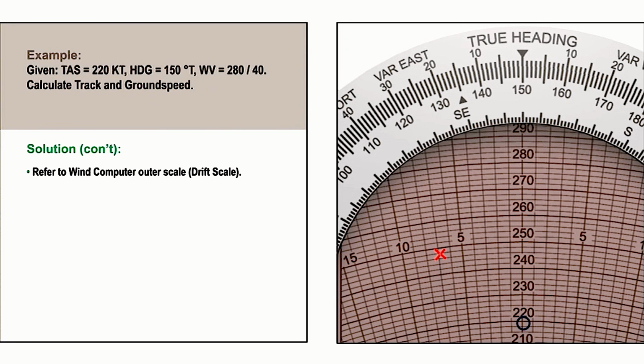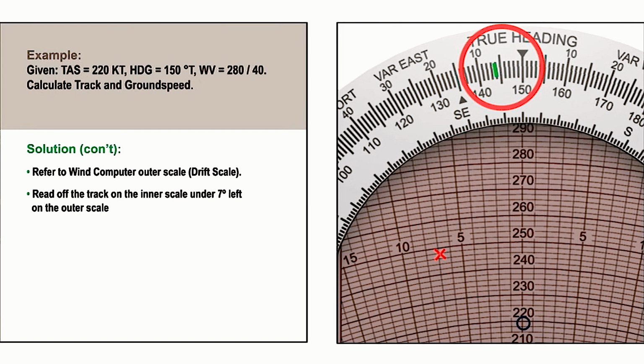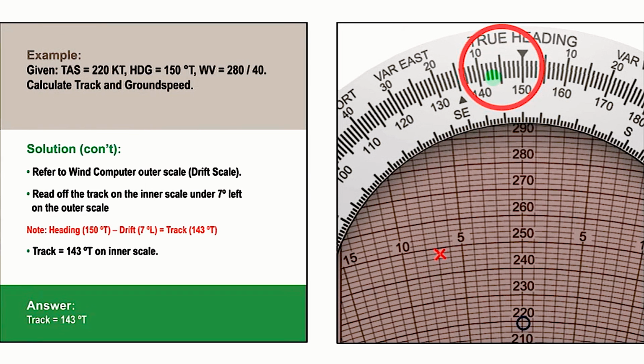Finally, look at the wind computer outer drift scale and read off the track on the inner scale under 7 degrees left on the outer scale. We always apply the drift from heading to track. So now we have the answer of a track of 143 degrees true and a ground speed of 248 knots.